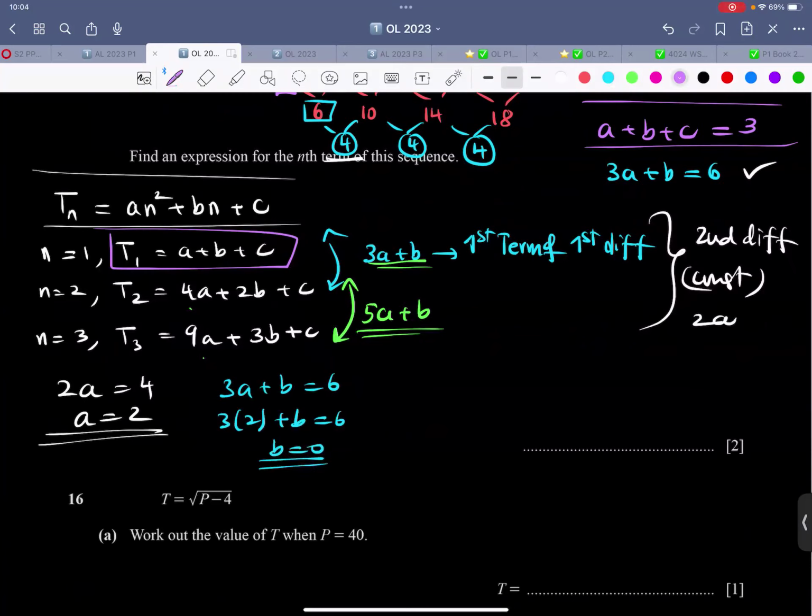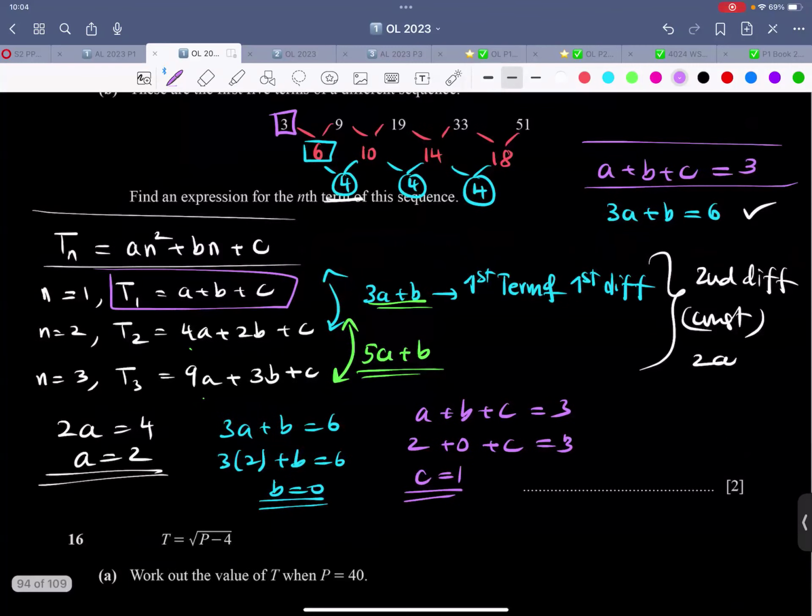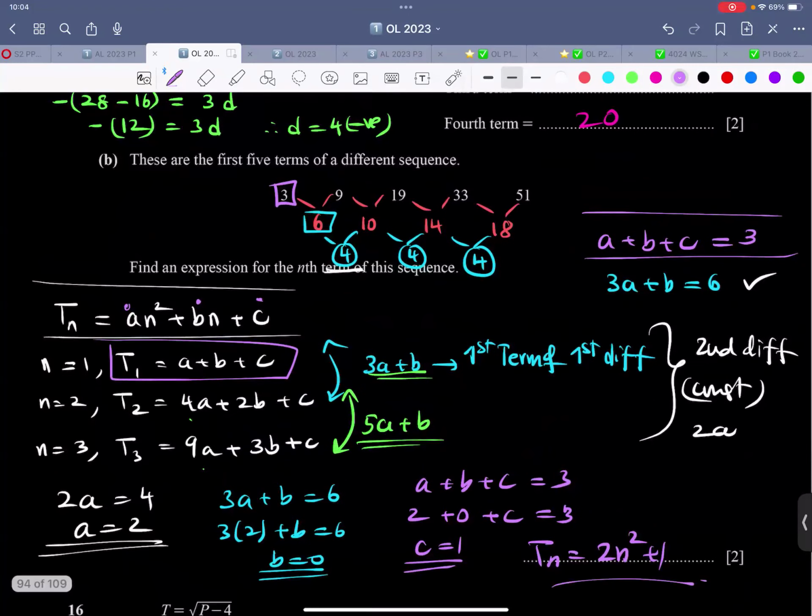Plug into the third equation, the purple equation: a plus b plus c equals 3. A is 2, b is 0, so c equals 1. Now plug all the things where they belong. In this case, b is 0, a is 2, c is 1. So therefore, Tn is 2n square plus 1. That's your answer. So this is called a quadratic sequence.